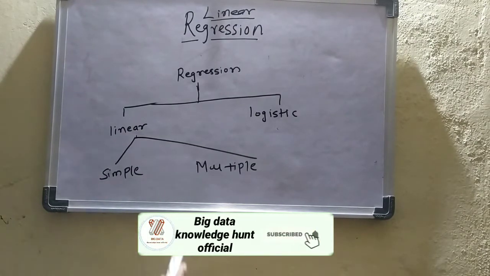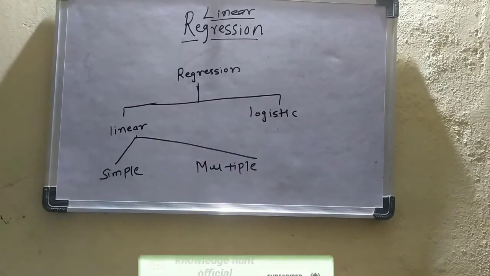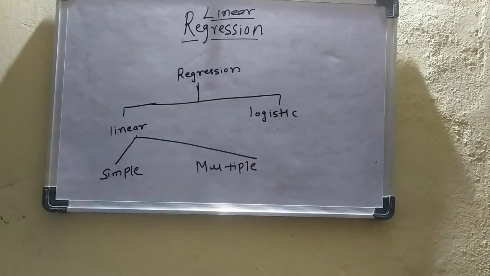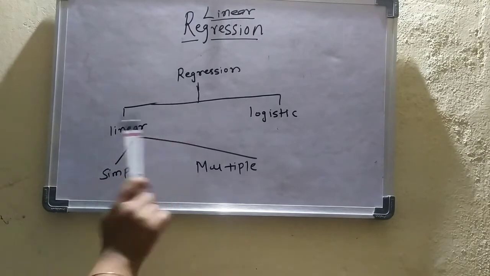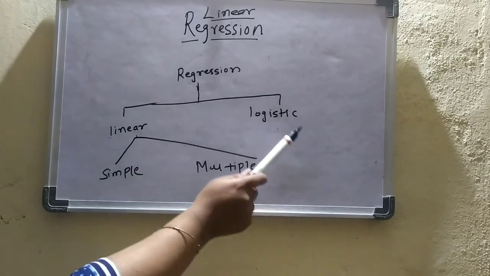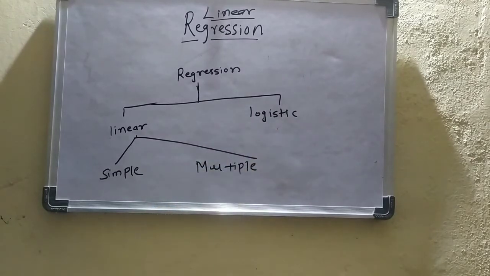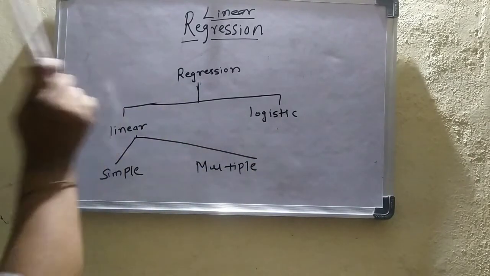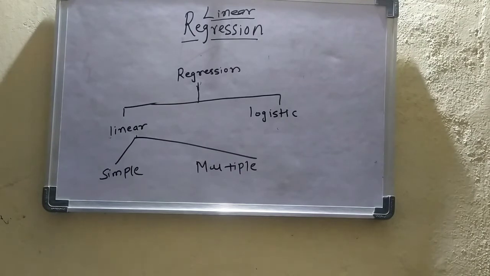So, as you can see, in today's video we will be seeing the classification of linear regression, or what is linear regression. Regression is of two types, that is linear and logistic regression. In the next video, we will be seeing what is meant by logistic regression. The basic introduction of regression is already in the description box. You can go through it.